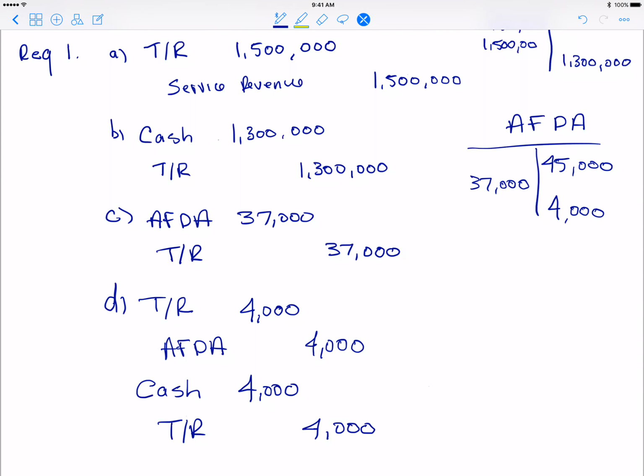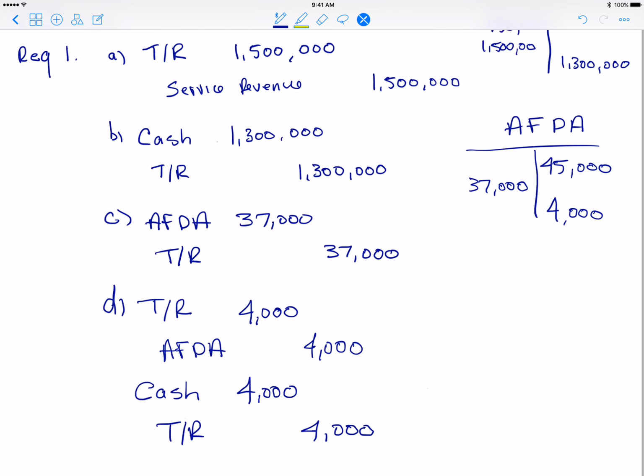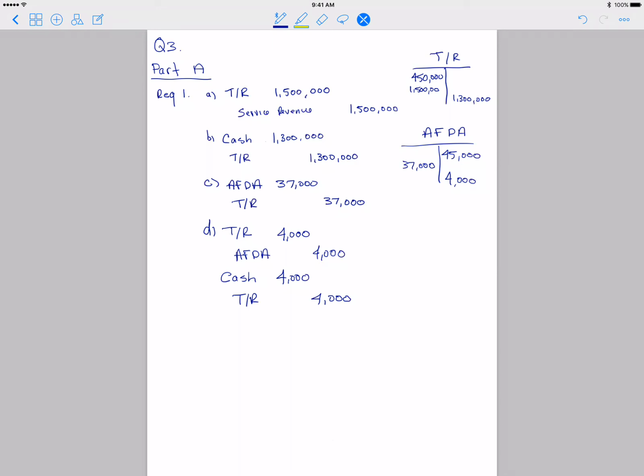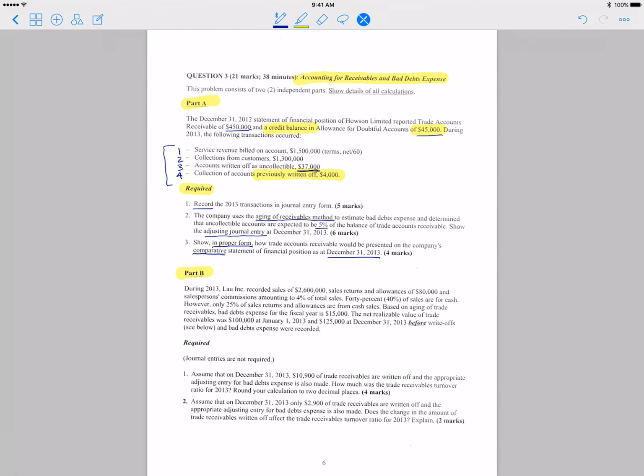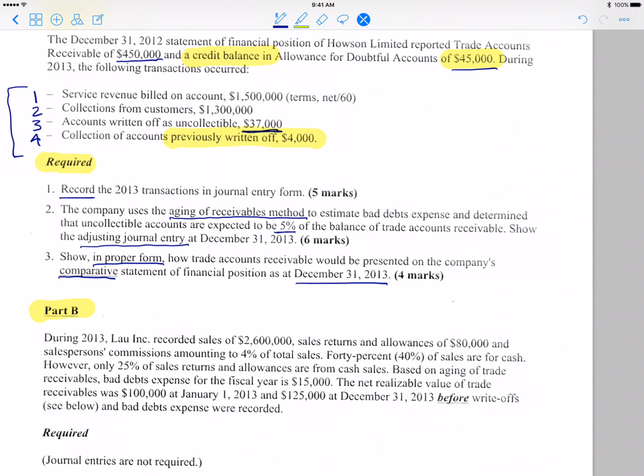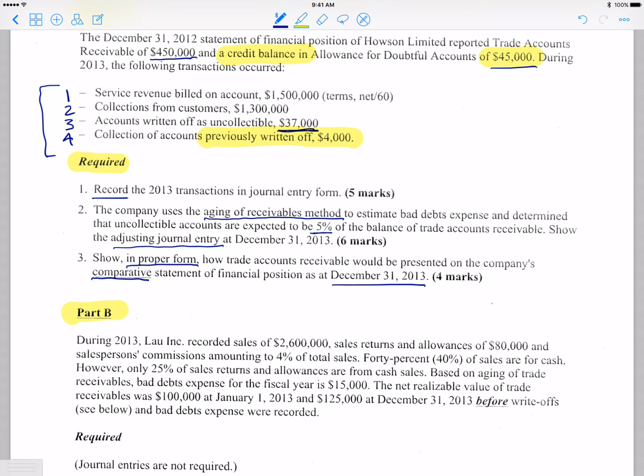All right, so now that requirement number 1 is over, we're going to go back and take a look at requirement number 2. So let's get started. Zoom in a little bit, and here we are. So we see the company uses the aging of receivables method to estimate bad debt expense and determined that uncollectible accounts are expected to be 5% of the balance of trade account receivables. Show the adjusting journal entry at December 31st, 2013.